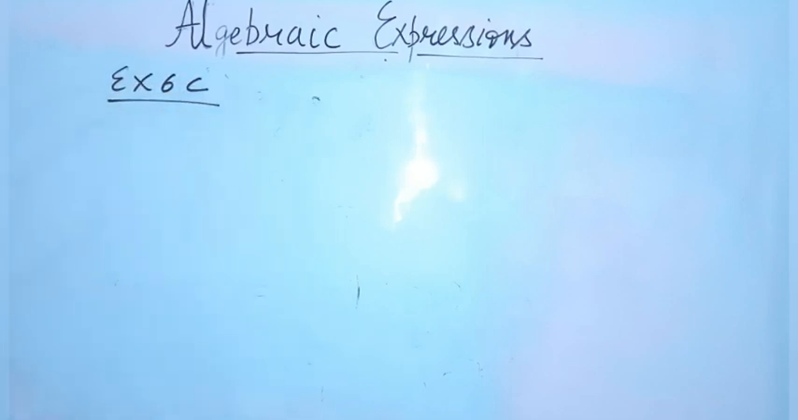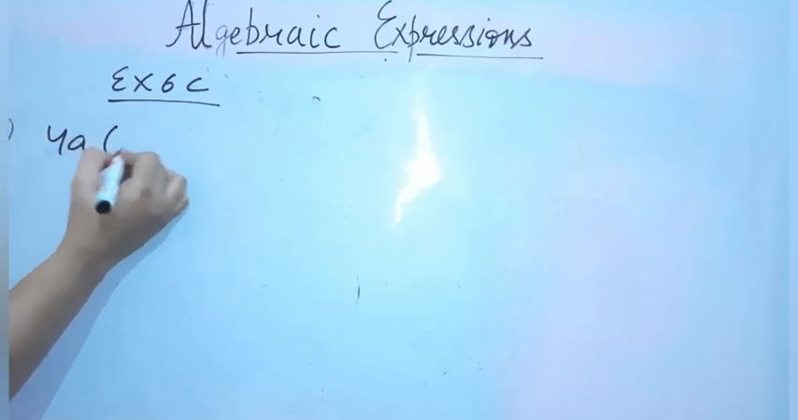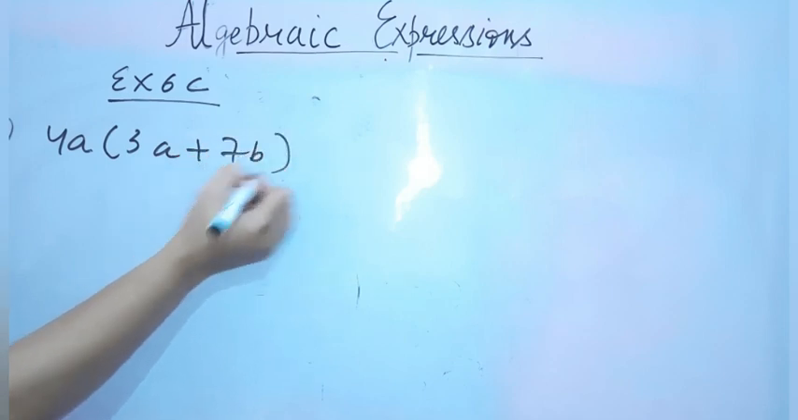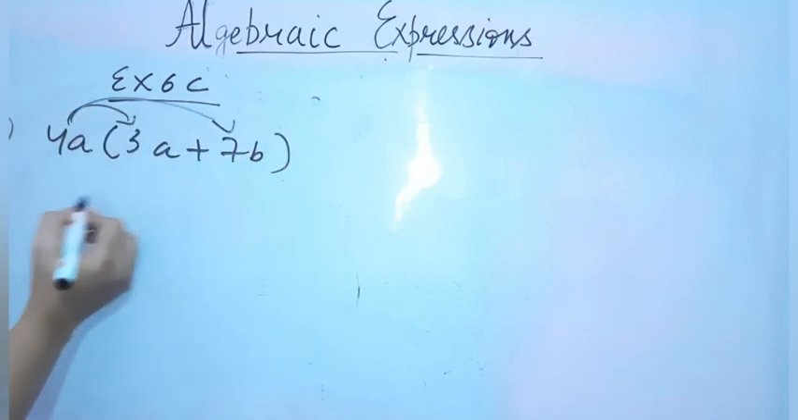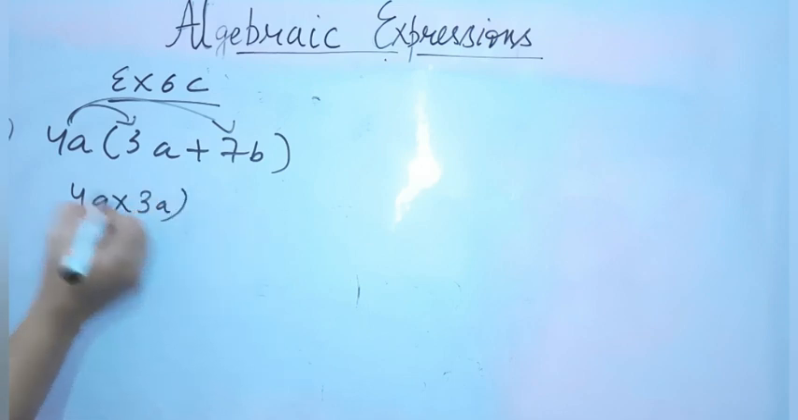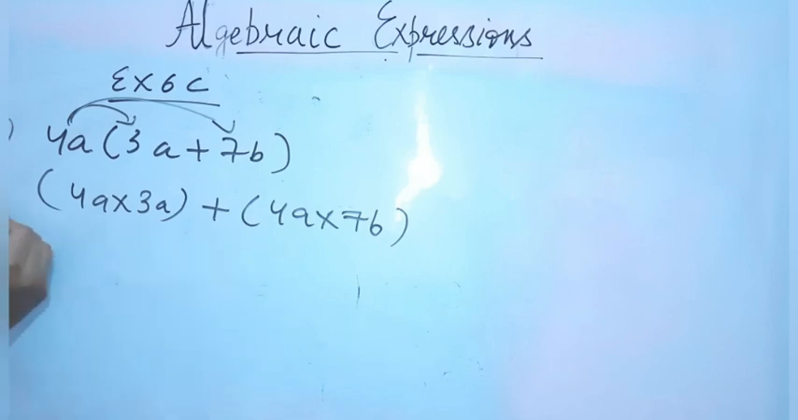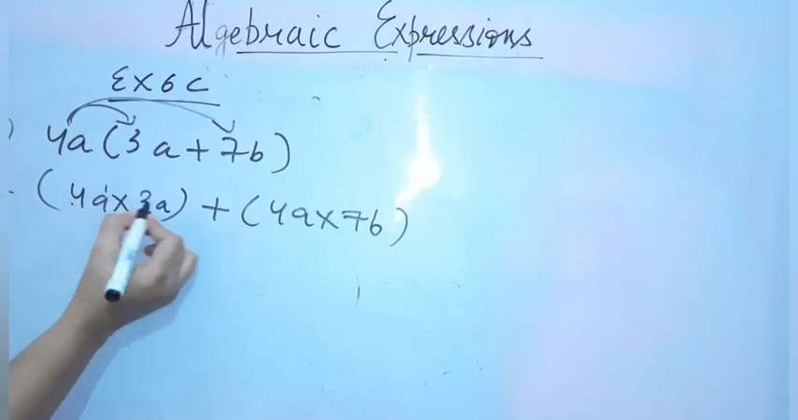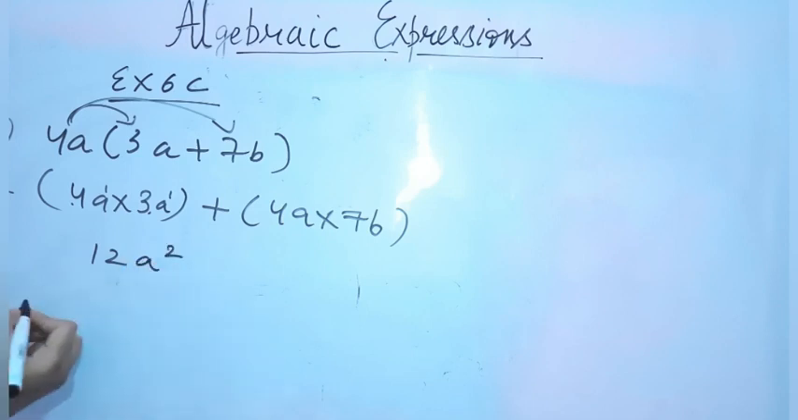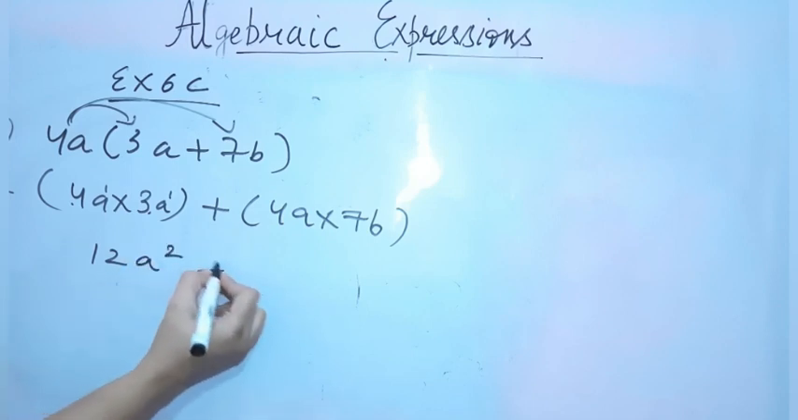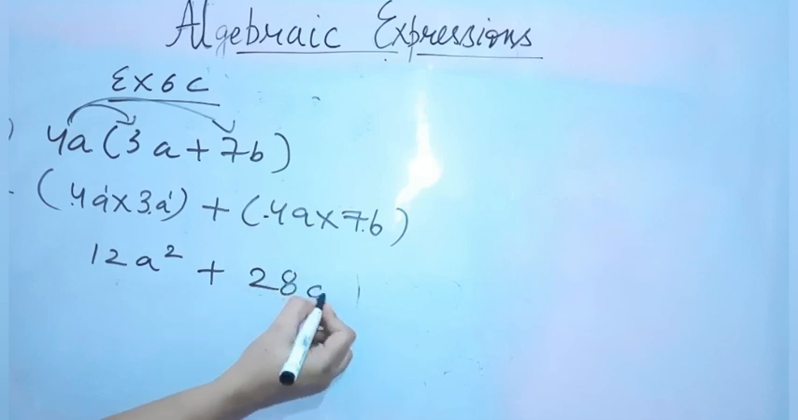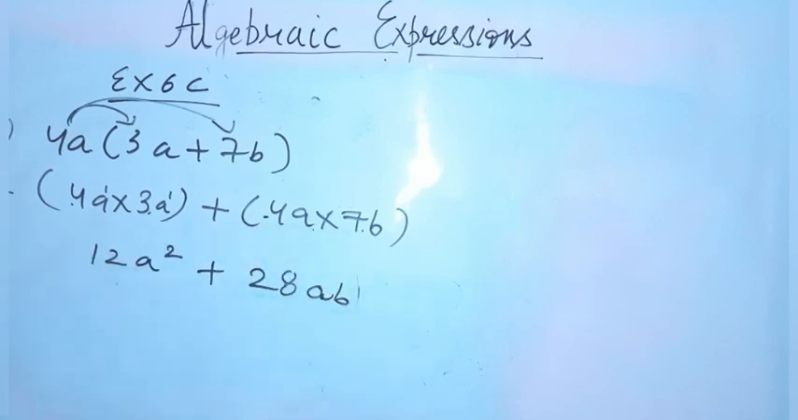So question number 1 is find each of the following products. So I am solving it for you. 4a, 3a plus 7b. Now this 4a will be multiplied by both the numbers. So 4a multiplied by 3a within bracket plus 4a multiplied by 7b. Now 4 3s are 12, a to the power of 1, a to the power of 1 will be a to the power of 2, plus 4 7s are 28, ab. Since there is only one a and one b, the final answer is 12a square plus 28ab.